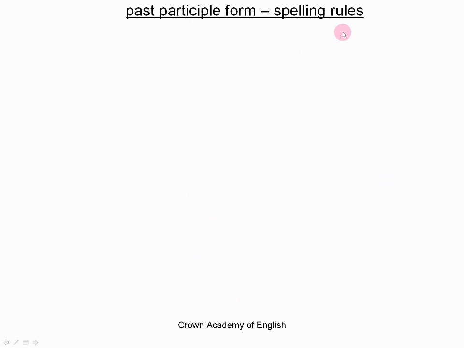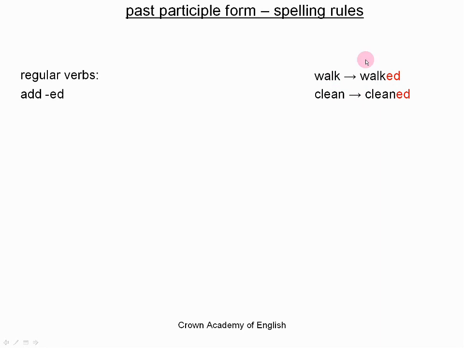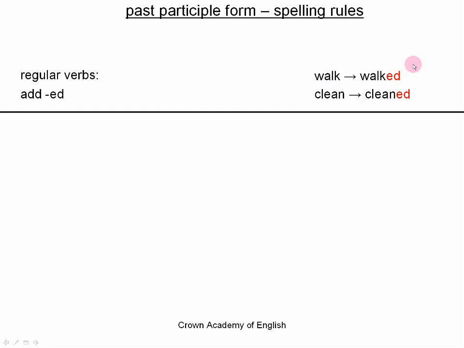Now the past participle spelling rules. These are the same spelling rules as for the past simple form. Okay, so if you already know those, they are the same. But here is some revision. So regular verbs simply add ed. Walk, walked. Clean, cleaned. So I have walked, I have cleaned.